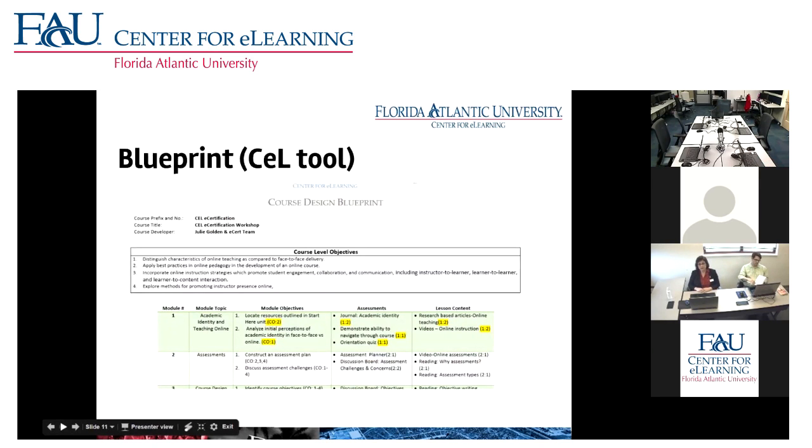At the Center for E-Learning, we have a thing called a blueprint, where we actually lay out ahead of time what the course level objectives are, what the module level objectives are, and how they align with the course level objectives. We make sure that the assessments line up with each module objective, and then we make sure that every piece of content that's being used aligns with the assessments and the module objectives.